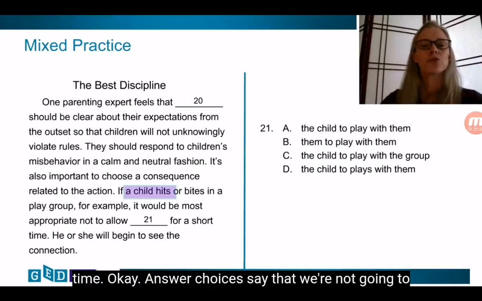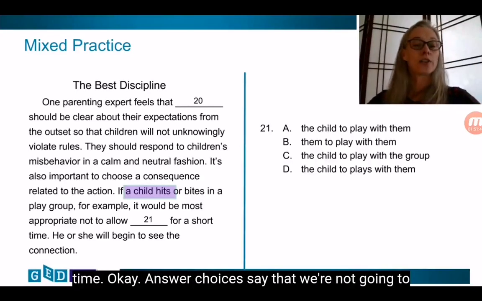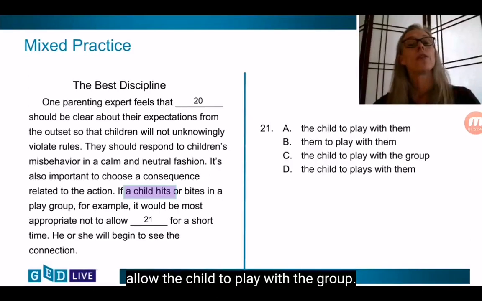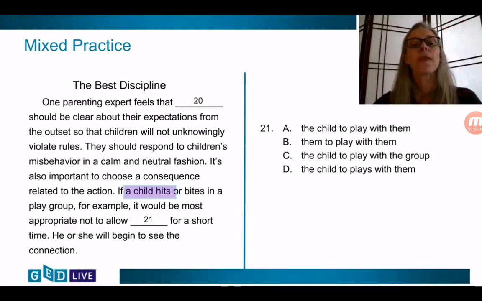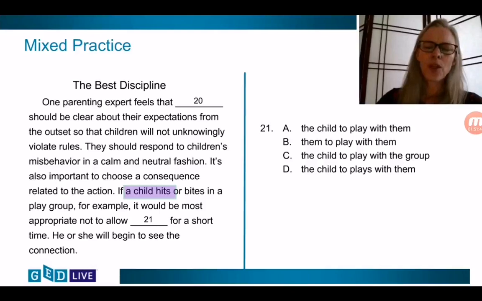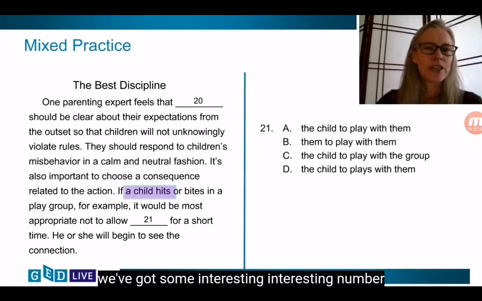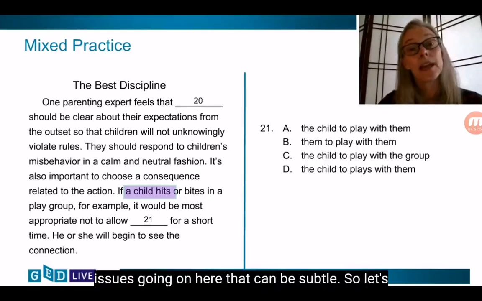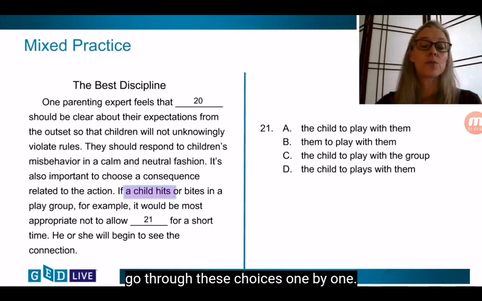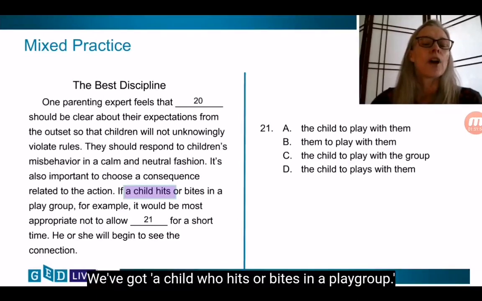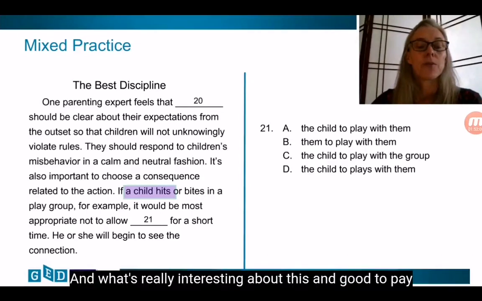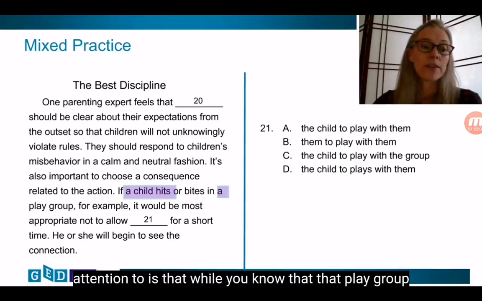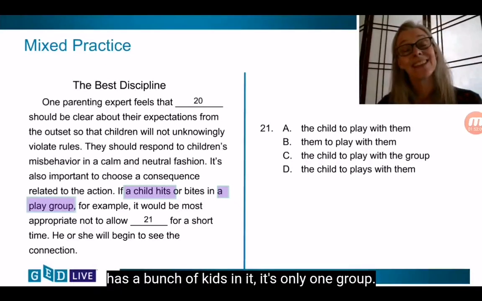Okay. Answer choices say that we're not going to allow the child to play with the group. Okay? And so, again, we've got some interesting number issues going on here that can be subtle. So let's go through these choices one by one. We've got a child who hits or bites in a playgroup. And what's really interesting about this and good to pay attention to is that while you know that that playgroup has a bunch of kids in it, it's only one group.